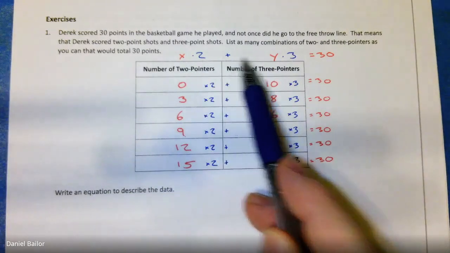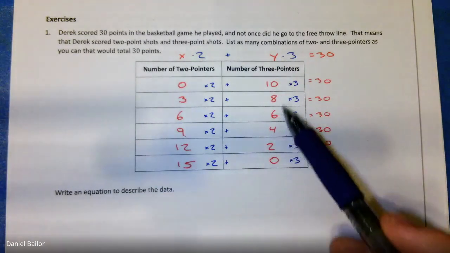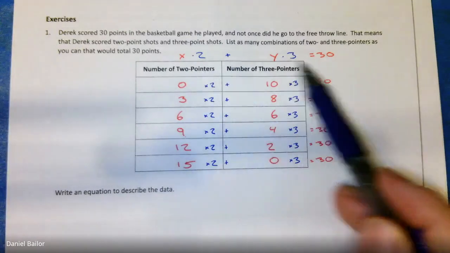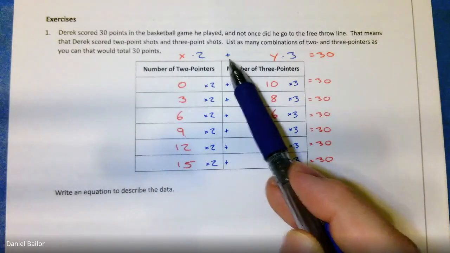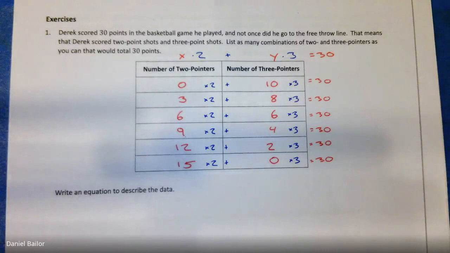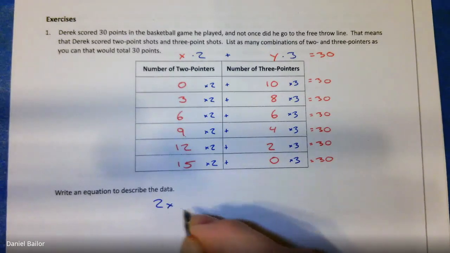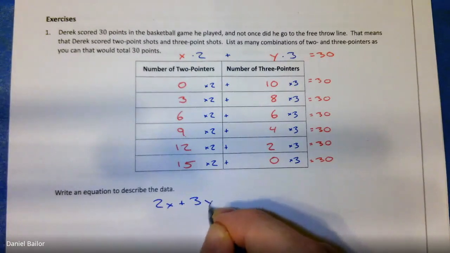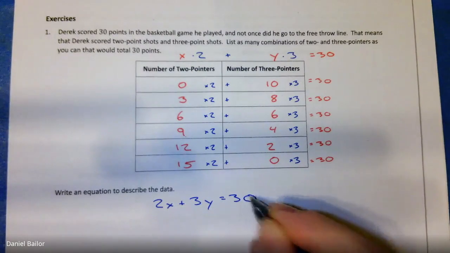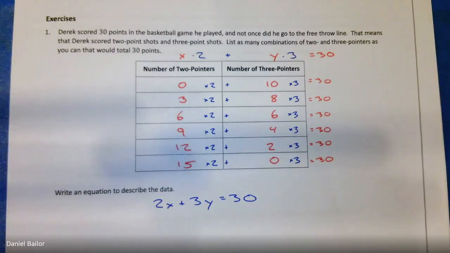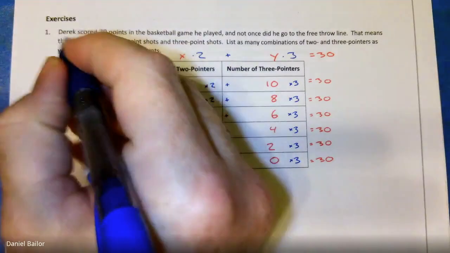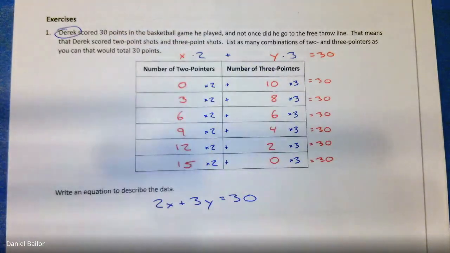This rule follows all of these rows, or I should say all of these rows follow this rule. X times 2 plus y times 3 equals 30. That is the equation we used for any piece of data. So I'm actually going to write that in standard form. 2x plus 3y equals 30. And that is an equation for Derek's points. That is one equation for Derek's points.